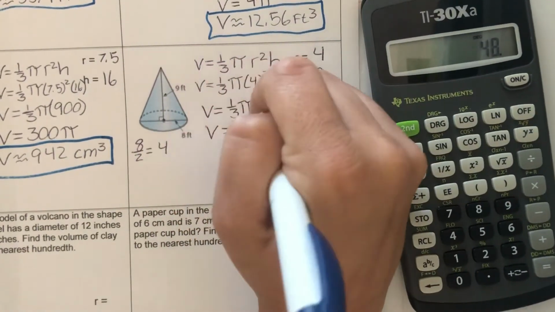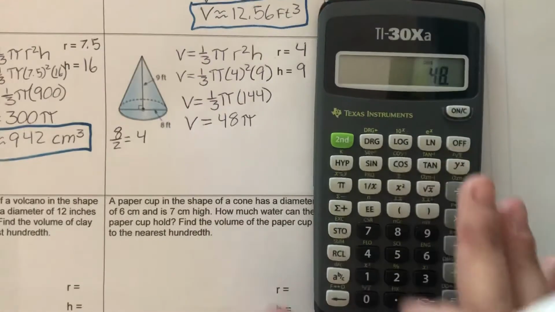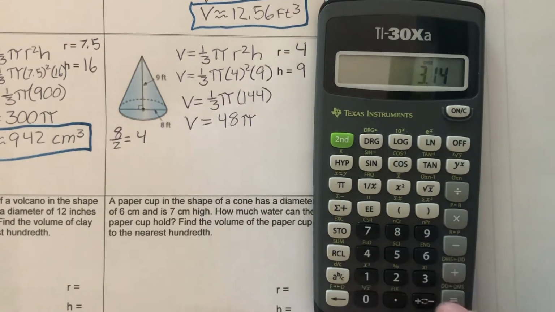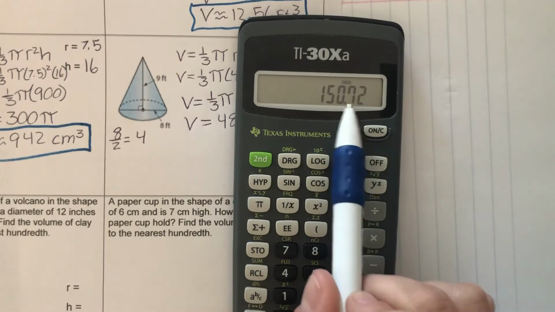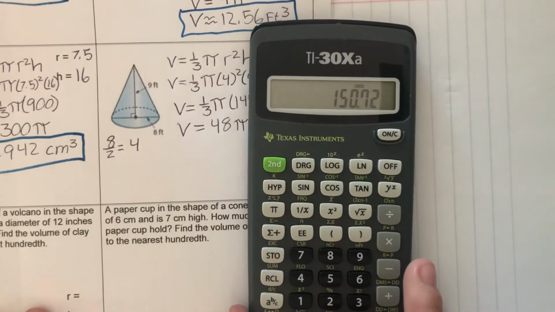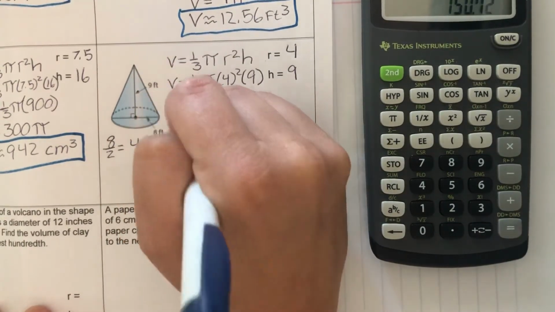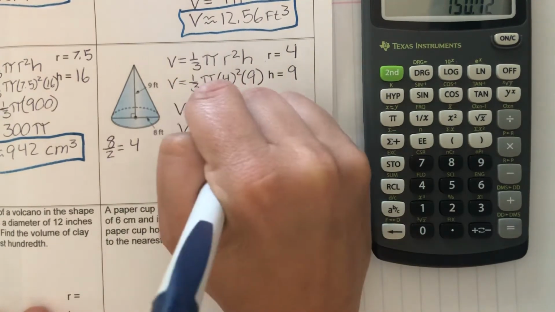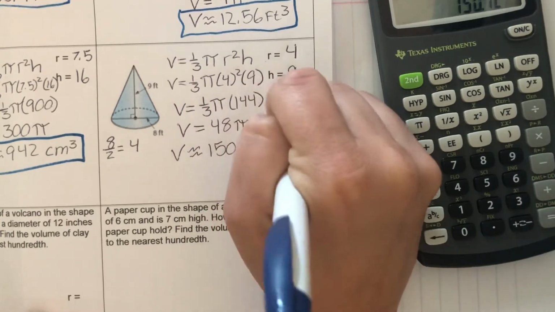Volume, 48 pi, and that would be feet cubed, but we don't want to just leave it like this. This is expressing it in terms of pi, but we also want to write it as a decimal. So I'm going to multiply this number times 3.14, and we need to round to the nearest hundredth. So that's 2 decimal places. This is already 2 decimal places, so we don't need to do anything to it. We just write it as it is. So the volume is approximately 150.72 cubic feet.